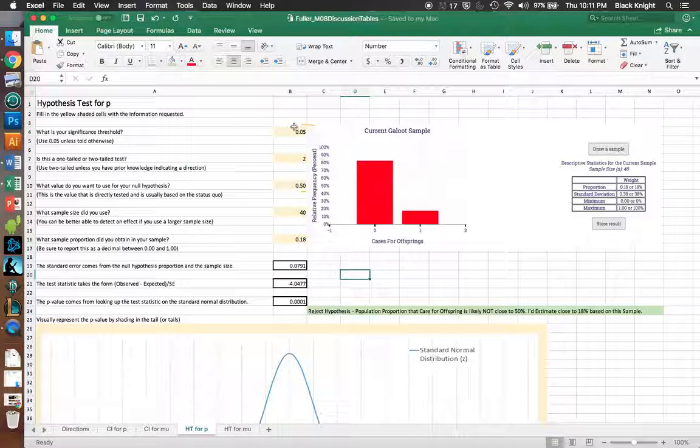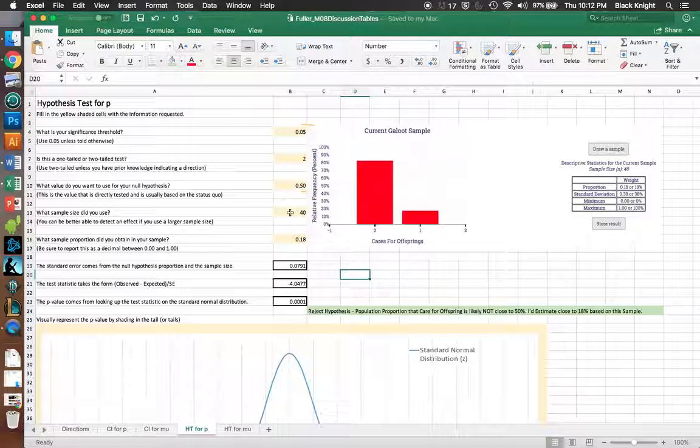Here I just used the significance threshold of 5%. I used a two-tailed test because we weren't told that we were expecting it to be either lower or higher than the 50% that we were looking for, based on what we were told about the population beforehand. So we're basically again estimating that 50% of the population was caring for their offspring. Proportion and standard deviation are the same here.